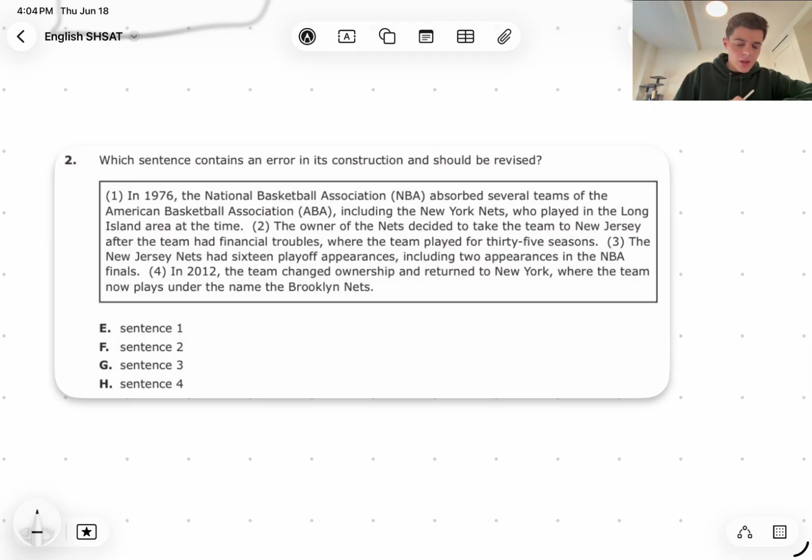Sentence number 1. In 1976, the National Basketball Association absorbed several teams of the American Basketball Association, including the New York Nets, who played in the Long Island area at the time. Right? That sounds fine. There's no dangling modifier there. Independent clauses, everything sounds good. So we're just going to cross that off. 2. The owner of the Nets decided to take the team to New Jersey after the team had financial troubles, where the team played for 35 seasons.